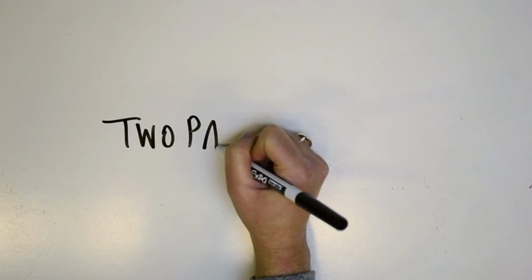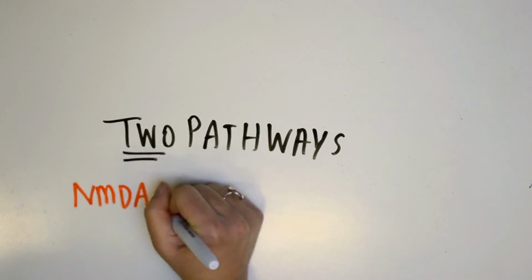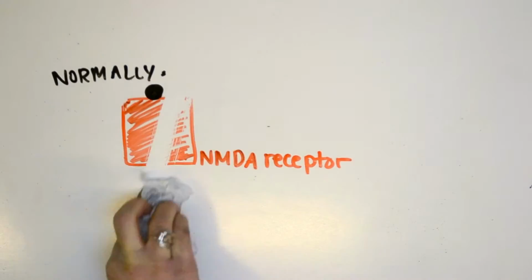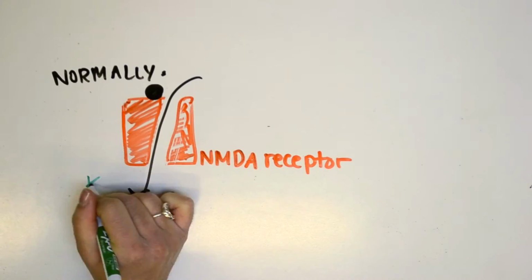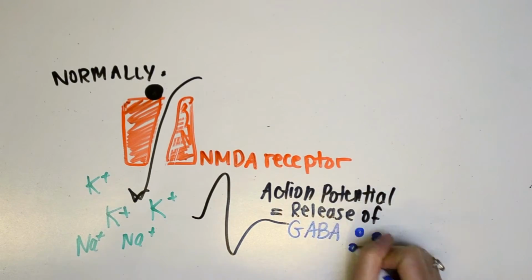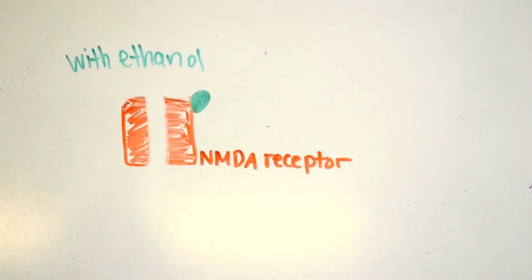Alcohol affects your reward circuit through two main pathways. Alcohol can bind to neurotransmitter receptors called NMDA receptors. Normally, when a neurotransmitter binds to NMDA receptors, this allows positively charged ions to flow inside the cell. With ethanol bound to these receptors, this process is disrupted and fewer positively charged ions enter the cell.